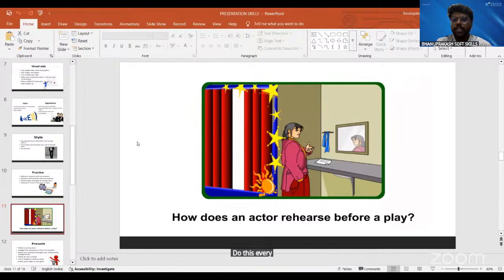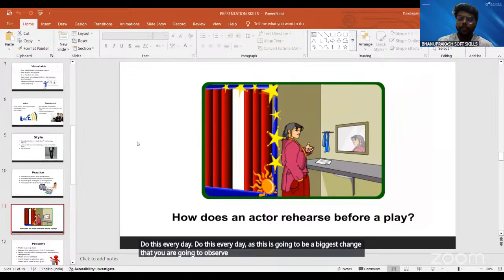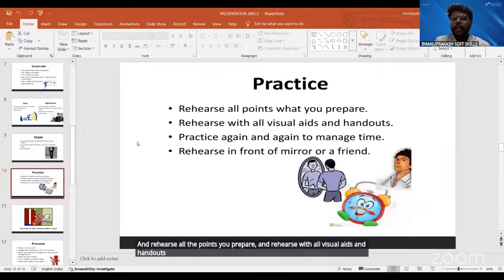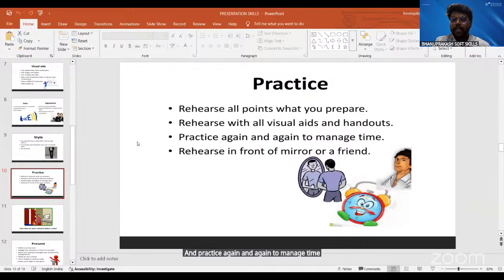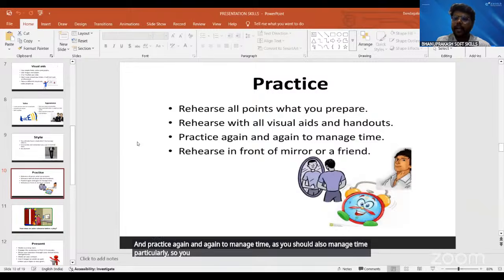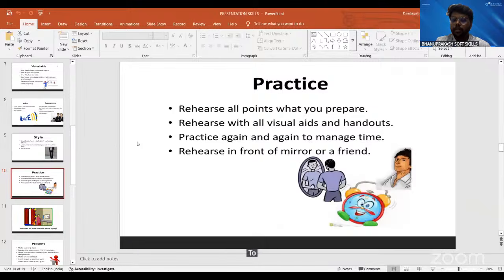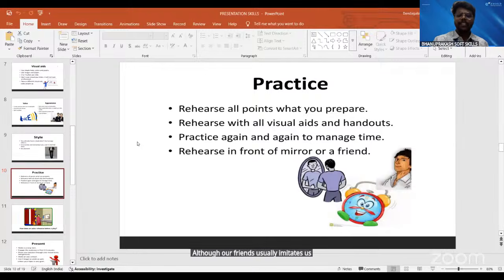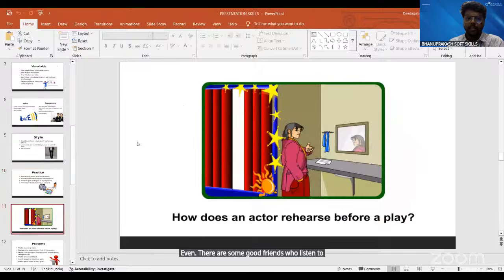Do this every day. Do this every day, as this is going to be the biggest change that you are going to observe. And rehearse all the points you prepare, and rehearse with all visual aids and handouts, and practice again and again to manage time, as you should also manage time particularly. So you should practice again and again to complete that presentation on time, and rehearse in front of a mirror or a friend, or you can also take help of your friend and explain to him, although our friends usually imitate us. Even so, there are some good friends who listen to us, right?